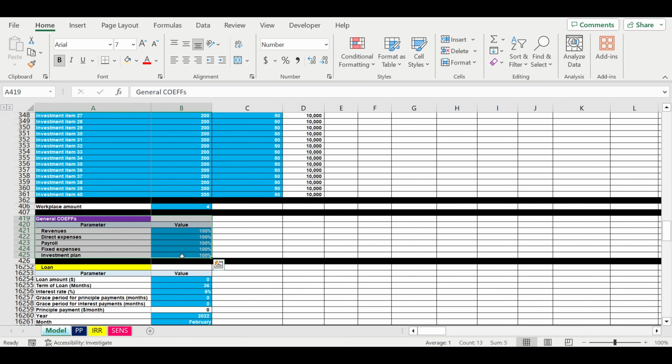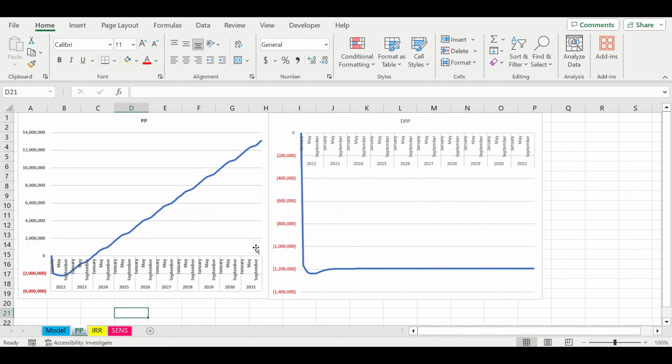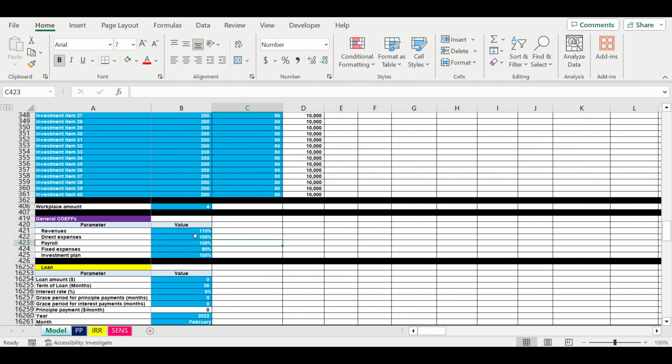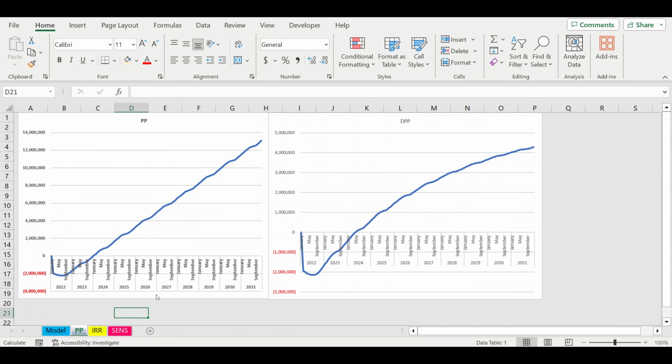Then we're moving to the block of inputs that is very important for scenario analysis and stress tests. Here we are adding global coefficients to revenues, direct expenses, payroll, fixed costs, and investment plan. By default, all values are equal to 100%. But we can increase the revenues by 10%, putting 110% value here. Or we can decrease fixed costs by 20%, putting here 80%. That's how it works. Here, we can play very quickly with our project. We can see how stable its profits, payback period, and so on.